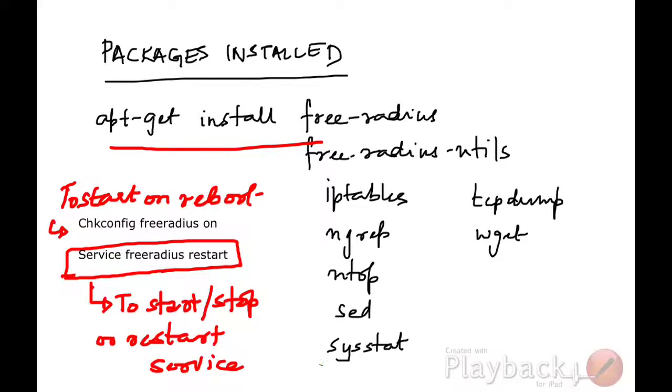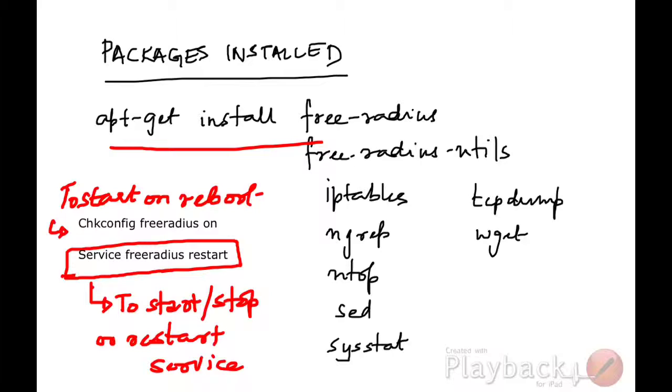sysstat is also an excellent utility that would give you basic information as to the CPU load on the server. You also get information on the number of reads, writes, and transactions per second on the hard disk, so that you get an estimate of what kind of load we are receiving at any particular point of time. So these are basically the things that we need.